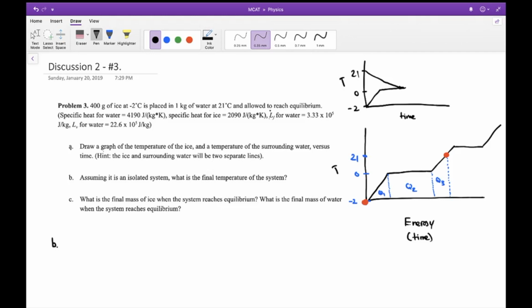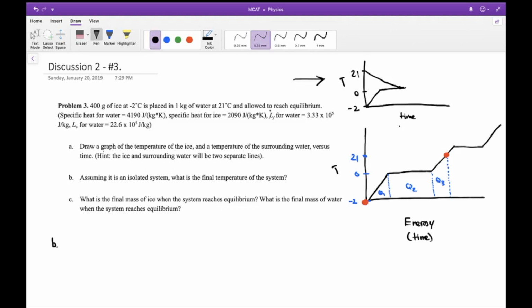Okay, so part A is asking us to draw a graph of the temperature of the ice and temperature of the surrounding water versus time. Hint: the ice and surrounding water will be two separate lines. This part A is already kind of confusing, because you can't really draw the graph of the temperature in ice with separate lines like the one up here. You can't draw a graph like this unless you actually know where the equilibrium point is, which is found in subsequent parts of the problem. So that doesn't really help us.